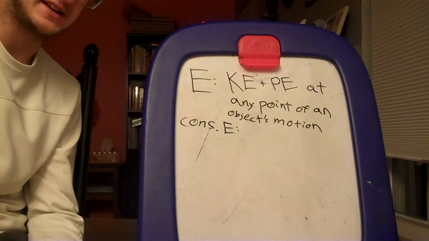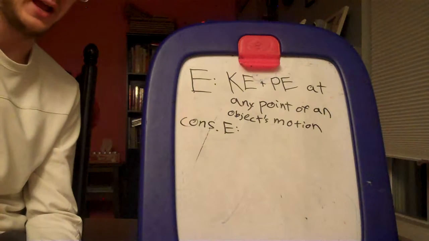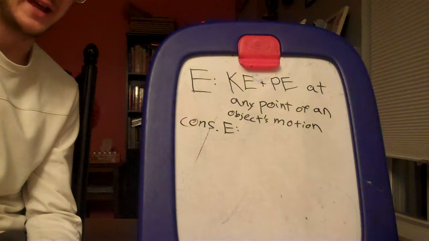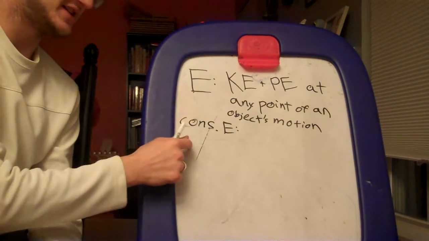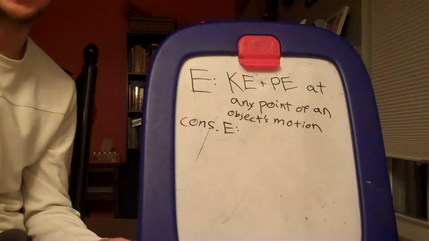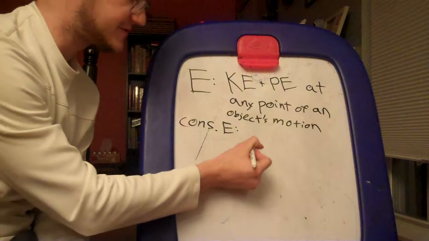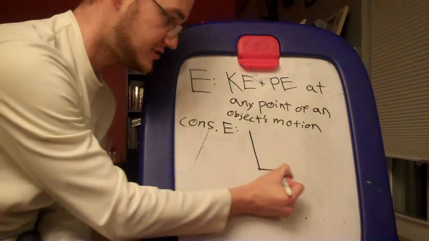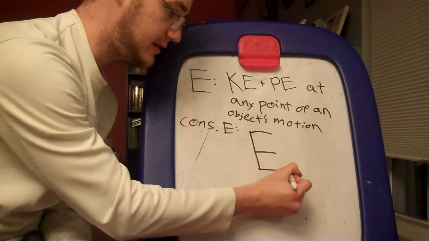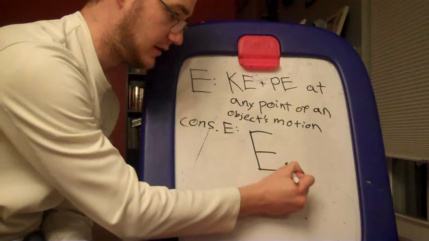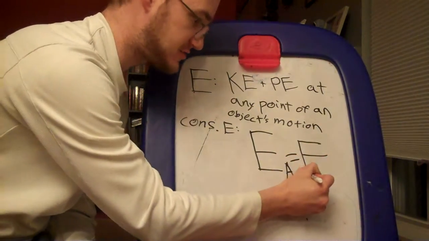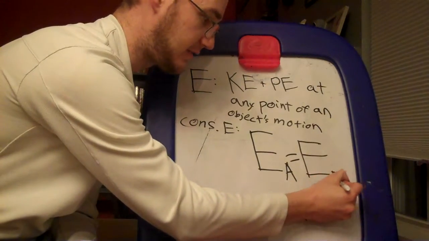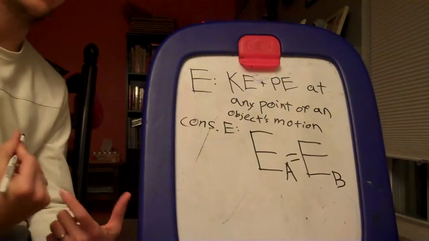But total energy isn't actually all that useful. I'm never going to say, hey, how much total energy does an object have? That's not really useful. What's useful is using total energy for conservation of energy. And here's what the conservation of energy is. Conservation of energy says the total energy at point A equals the total energy at point B. It's very straightforward. If that sounds a lot like conservation of momentum, that's because it is.